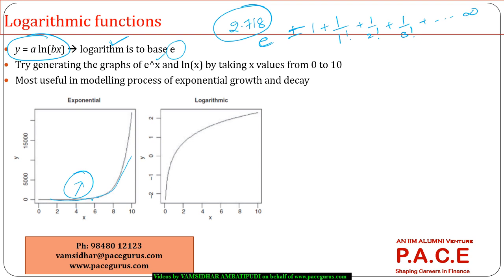So if I am talking about a decay kind of a step, I can focus more and more on the logarithmic. If I am looking at an exponential growth kind of thing, I can very well look at the exponential. So both of them, one is the inverse of the other. We can see how these two things are typically getting shaped up.